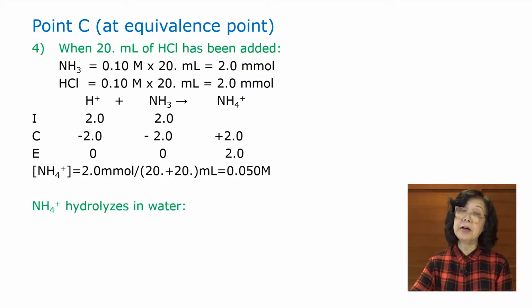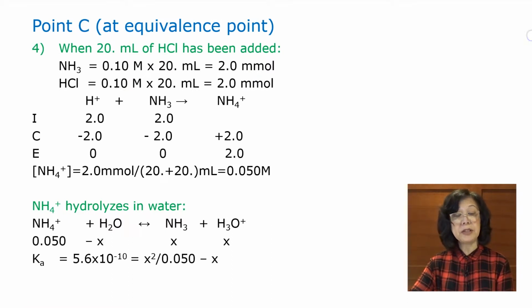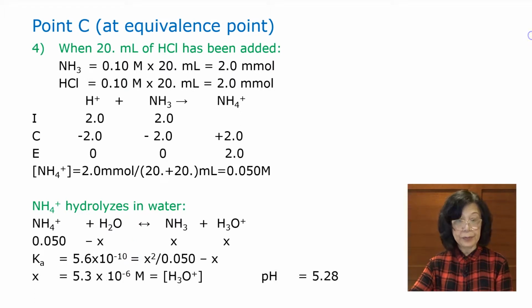Now this ammonium ion would hydrolyze in water to form ammonia and hydronium ion. Therefore, this is at equilibrium, and we can use the Ka value, which is 5.6 times 10 to the minus 10, to calculate the x value. The x is the hydronium ion, which is 5.3 times 10 to the negative 6 molar, and pH therefore is 5.28. Notice that now with the weak base strong acid titration, pH is below 7, more in the acidic region.